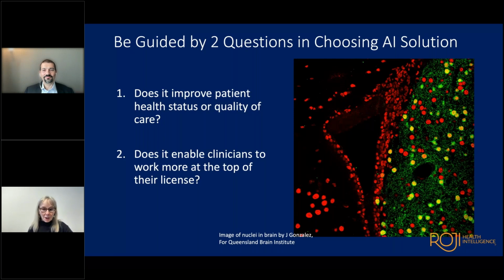If your focus is on value, then there's only really two big questions in choosing an AI solution. Does it improve the patient health status or the quality of the care? And does it enable clinicians to work more at the top of their license? Because if your clinicians can't work at the top of their license, then you won't be getting the value out of sophisticated data-driven tools. The physicians are too busy doing busy work.